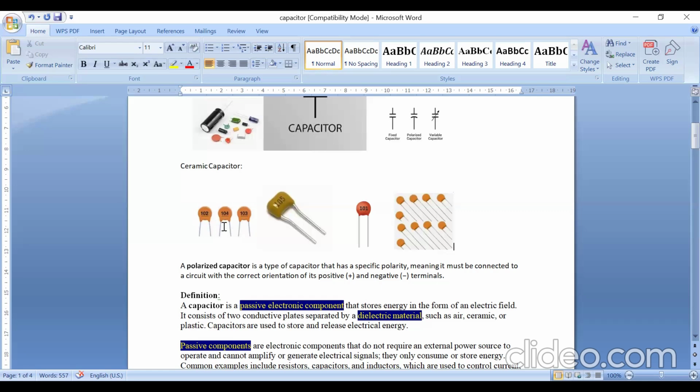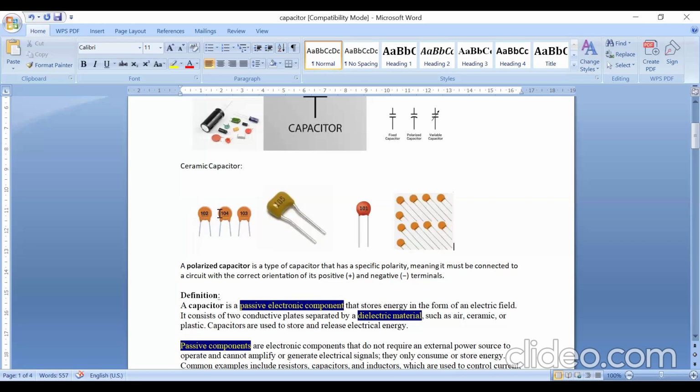If there are three numbers, then there is a method to find the value of the capacitor. The first number among the three represents the tens place, the second number represents the units place, that is the ones place, and the third number represents the multiplier. So using these three numbers, I'll now teach you how to find the value of the ceramic capacitor.